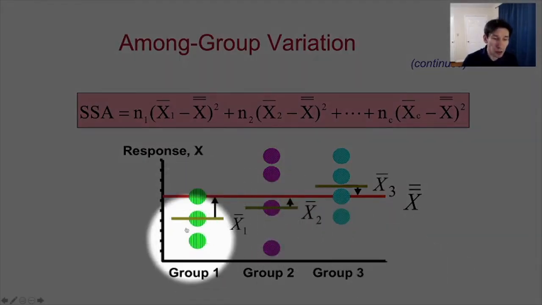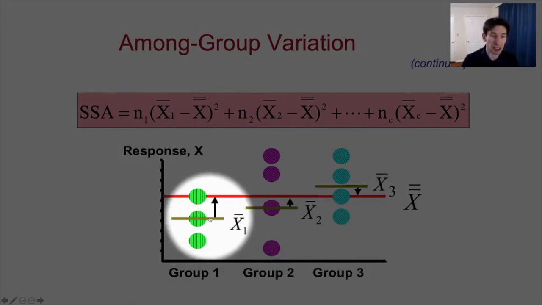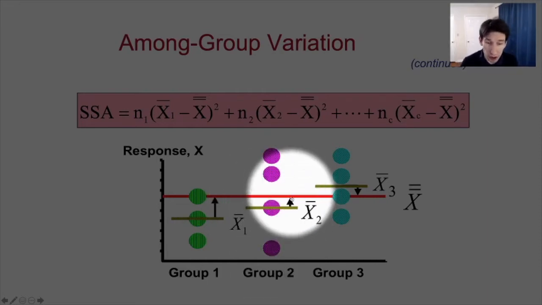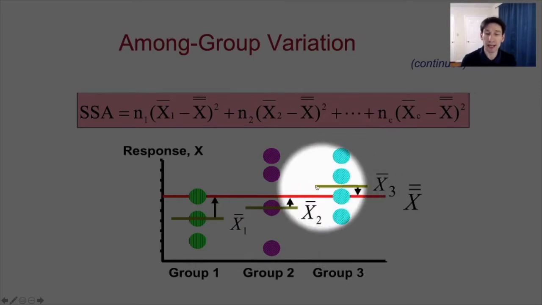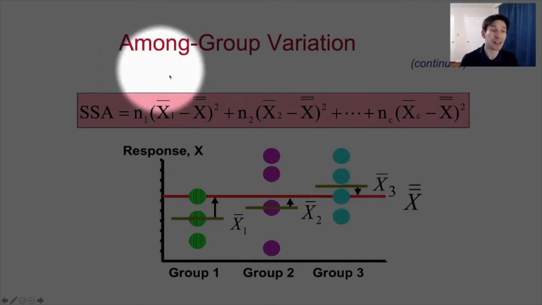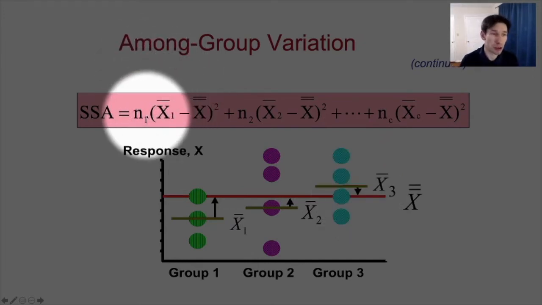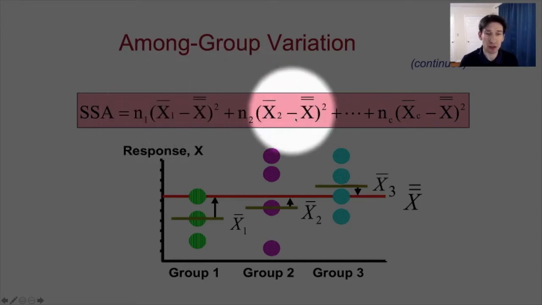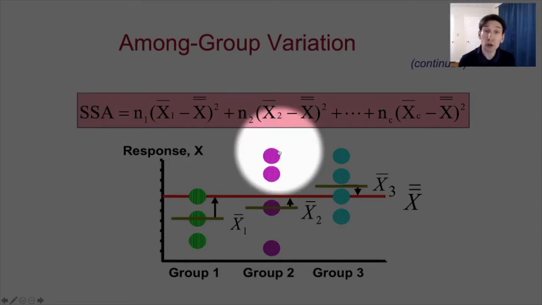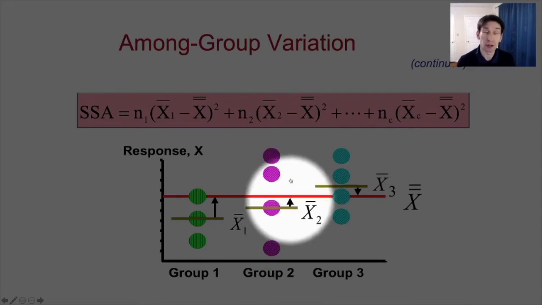If within the green group the mean is this, you calculate the distance from this mean to the overall mean. Then in the purple group, you calculate the distance between the purple group's mean to the overall mean. And then in the blue group, you also calculate the distance between the blue group's mean and the overall mean. And then you take these three distances, you square them, you multiply by the number of observations in each group, and that's your sum of squared among. Notice that here you don't take the distance between each individual observation and a mean. You just take the mean of the group versus the overall mean.